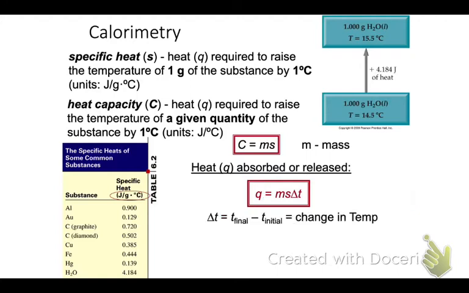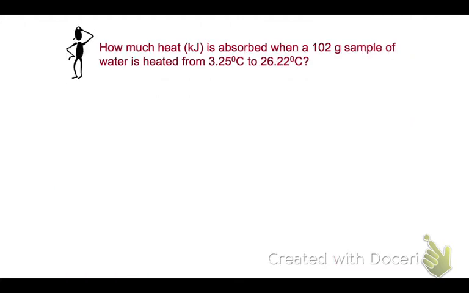Now the change in temperature is always calculated as the final temperature minus the initial temperature. If heat is positive, it means it was absorbed and it's an endothermic process. If it is negative, it means it was released and it's an exothermic process. Let's look at this question together.